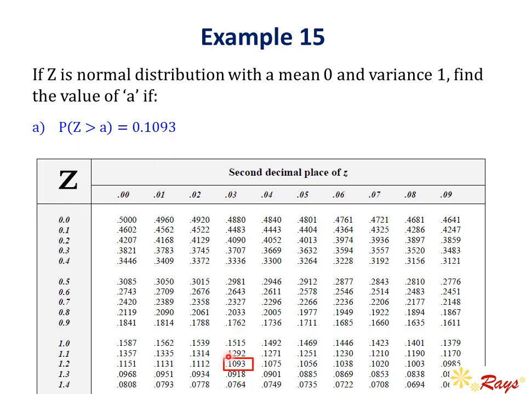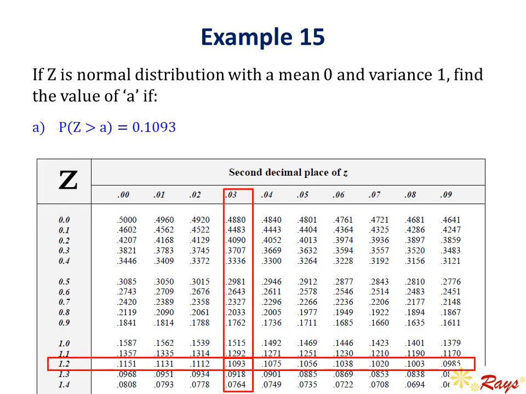So there it is. To find the Z for that, it is 1.23. Therefore, since A is at the positive side, the value of A is positive 1.23.